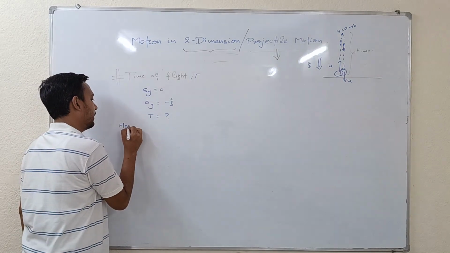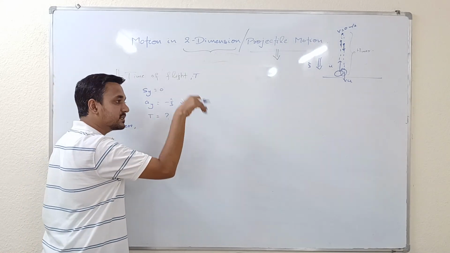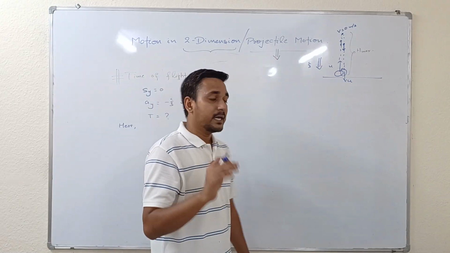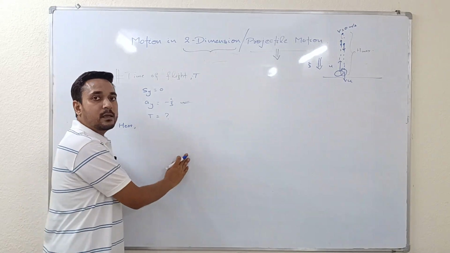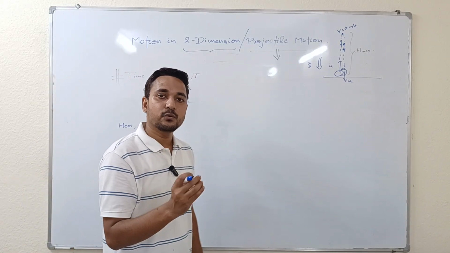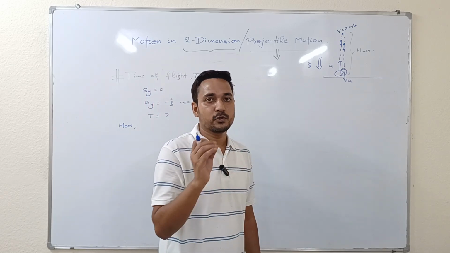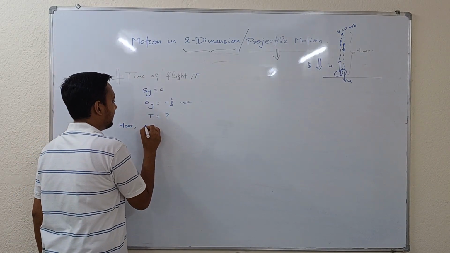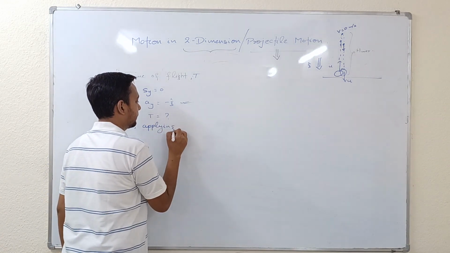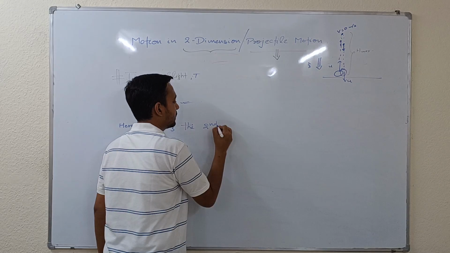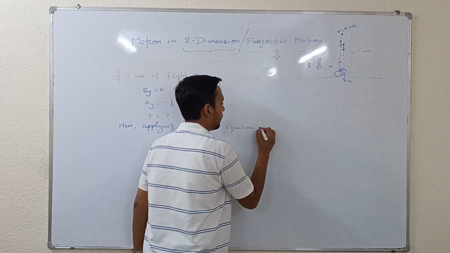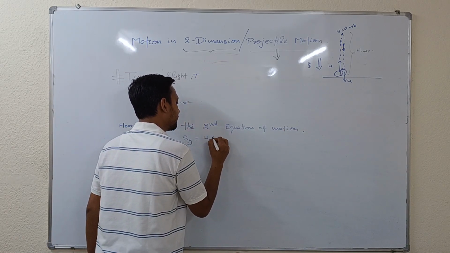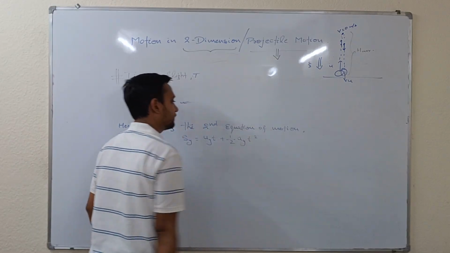So here, since the acceleration is always constant, always in the same direction, and always the magnitude of this acceleration is 9.8 meter per second square, right? So acceleration is always constant, so we can apply the three equations of motion, that is s is equal to ut plus half of at square, v is equal to u plus at, and v square is equal to u square plus 2as. So in this case, we'll be applying the second equation of motion, right? That is sy is equal to uy t plus half of ay t square, right?